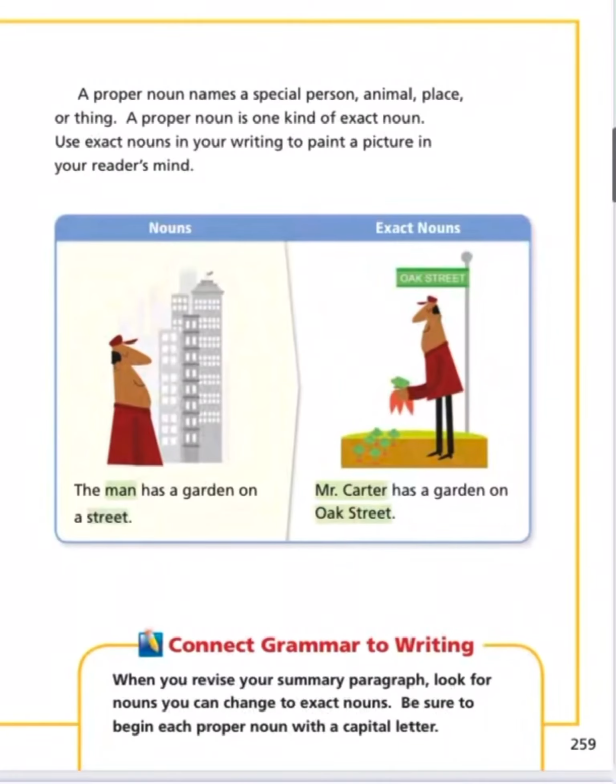A proper noun names a special person, animal, place, or thing. A proper noun is one kind of exact noun. Use exact nouns in your writing to paint a picture in your reader's mind. Nouns, exact nouns. The man has a garden on a street. Mr. Carter has a garden on Walk Street. Connect grammar to writing. When you revise your summary paragraph, look for nouns you can change to exact nouns. Be sure to begin each proper noun with a capital letter.